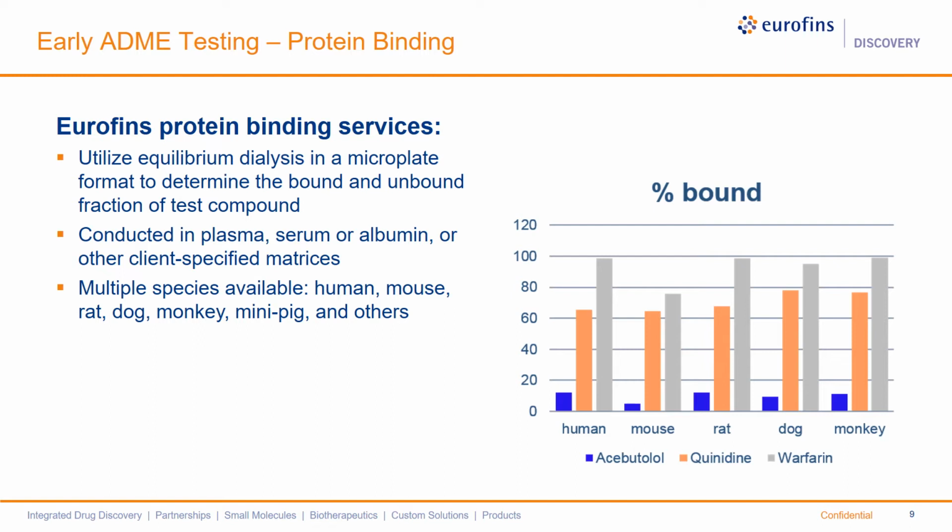So one can use equilibrium dialysis in a microplate format, and that can be used to determine the amount of bound versus unbound drug when exposed to these different proteins. So we can do this using a variety of different proteins, including those that are present in plasma, in serum, or particularly albumin, or a variety of other different client-specified matrices, as we'd mentioned earlier.